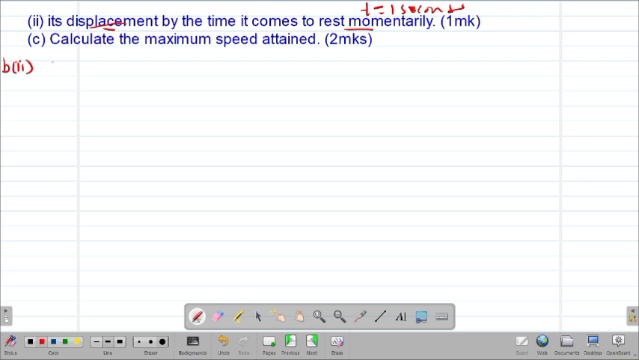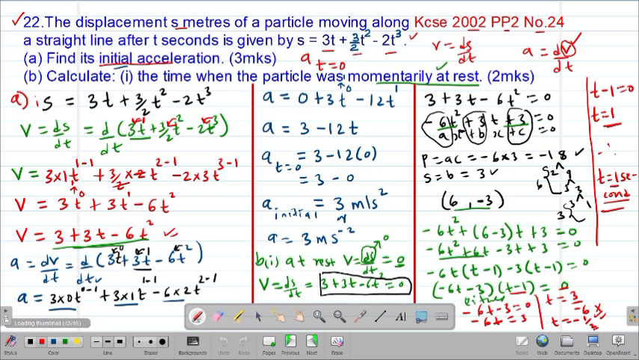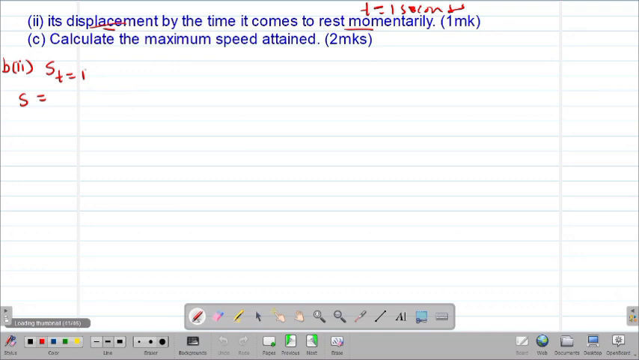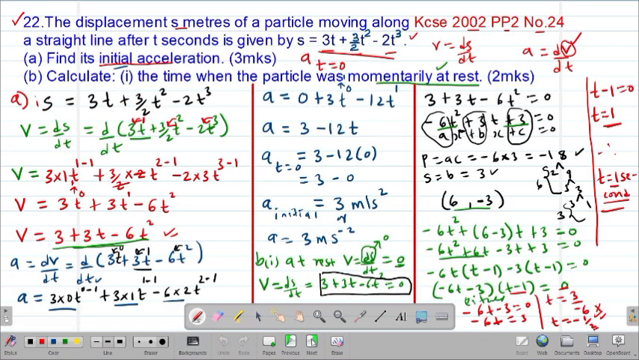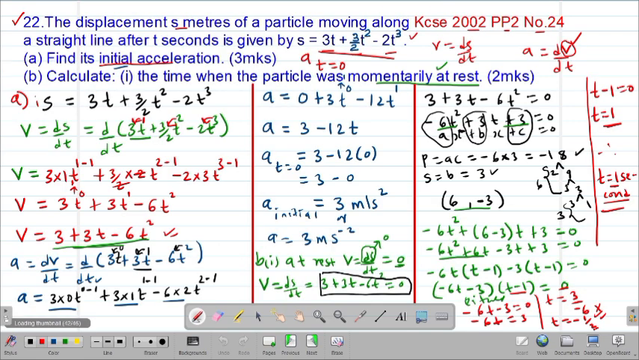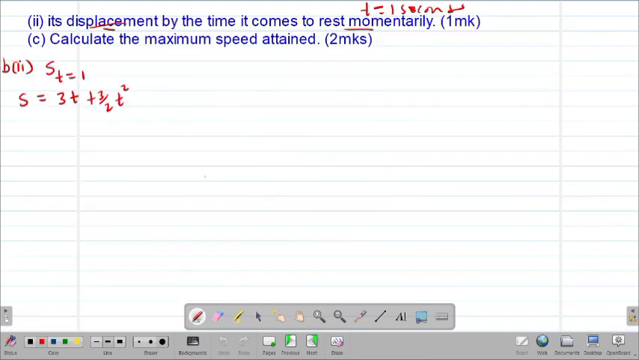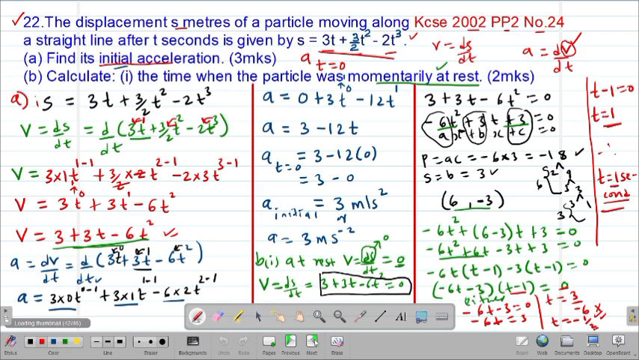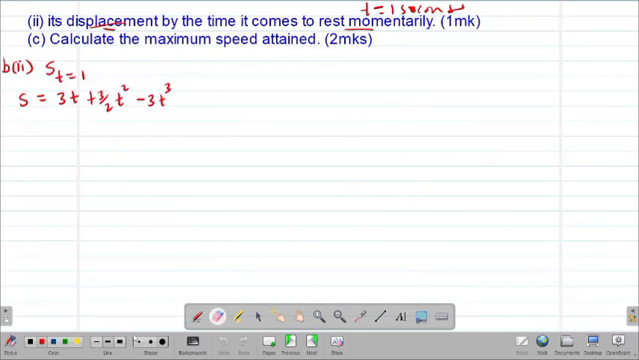So we need the displacement S when time is equal to 1 second. The formula for displacement S was given by 3t plus 3 over 2 t squared, then of course minus 2t cubed. So this was the formula for the displacement.